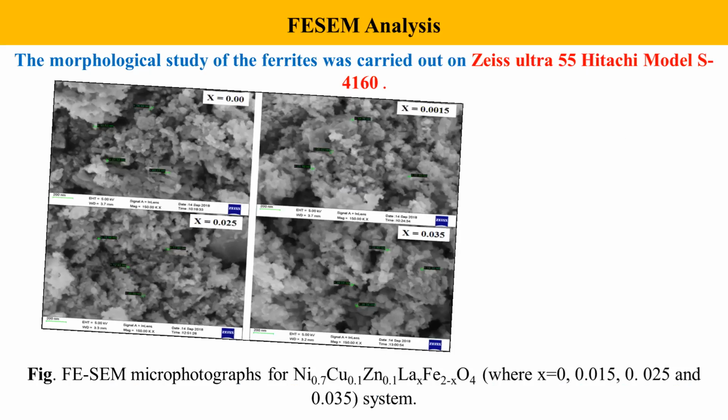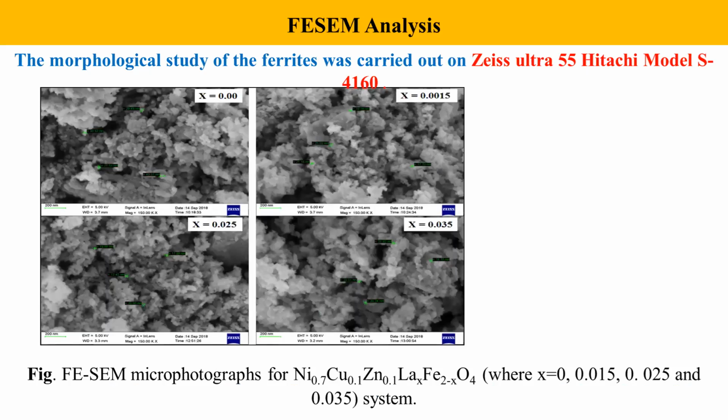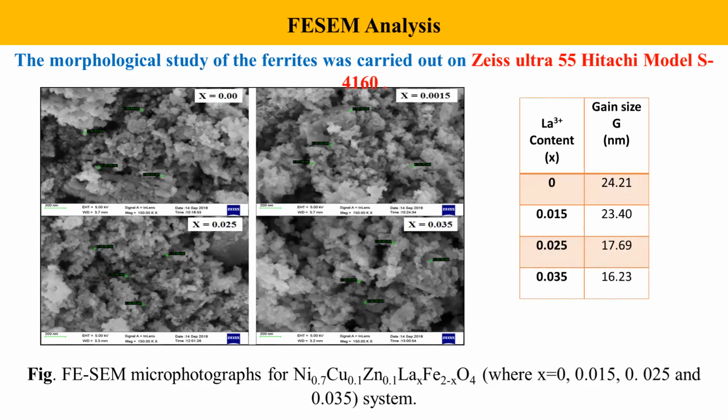Now this is again the FESEM of lanthanum substituted NiCuZn ferrites. This again shows the same trend. This is the grain size of the samples. Again it shows a decreasing trend with increasing lanthanum content.